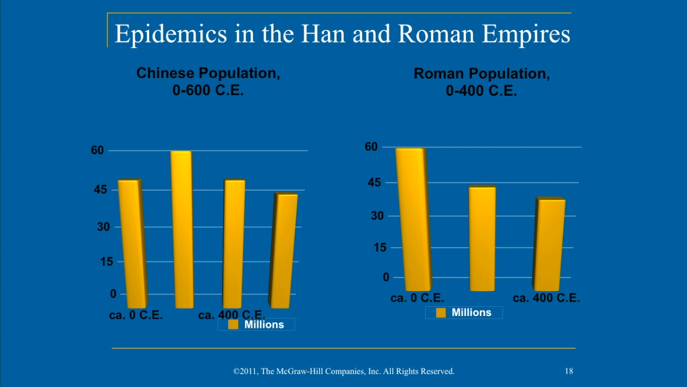The Roman population, on the other hand, was at its peak around 0 CE. You have 60 million people within the empire. You see some decline to 45 million, and then around 400 CE, there's a couple plagues that basically wipe out large sections of the Roman Empire.